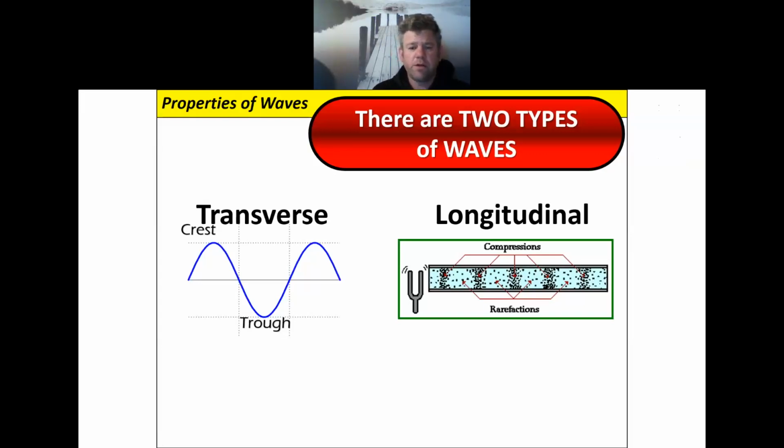All right. Transverse wave. A transverse wave is an up and down. It's an old school sine or cosine wave that we've seen. It's got a crest, which is the high point. It's got a trough, which is the low point.